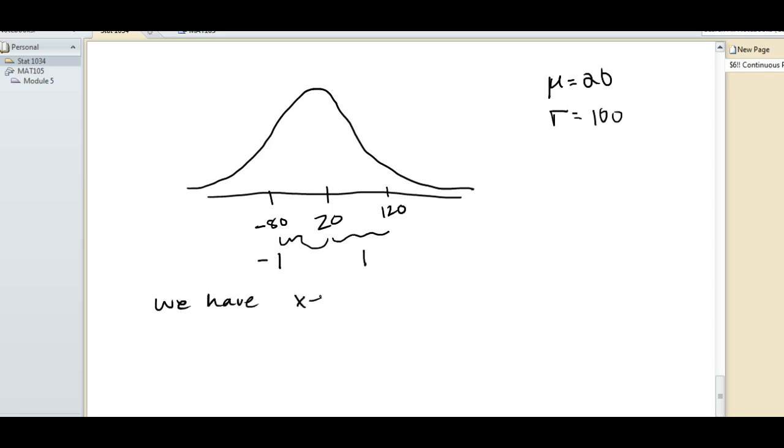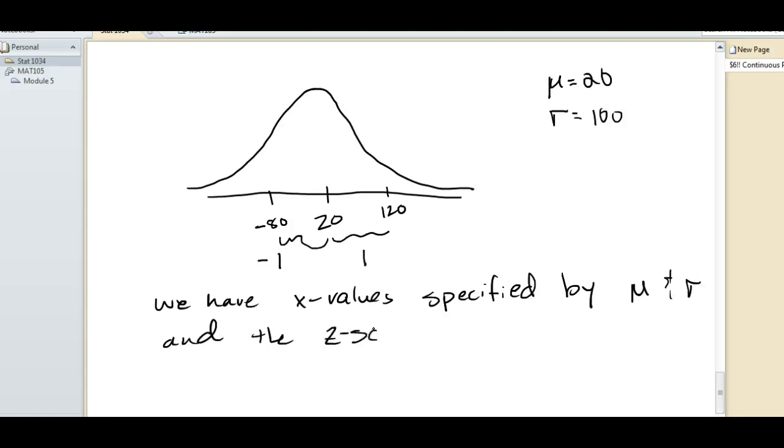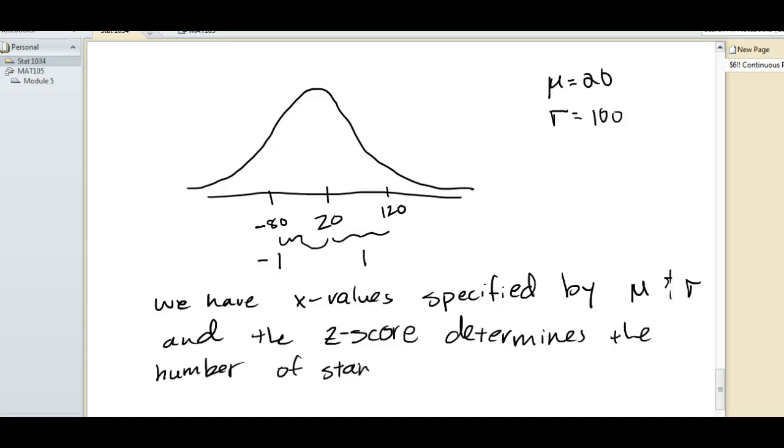So really what's going on is we have x values specified by mu and sigma, and the z-score determines the number of standard deviations we are separated by.